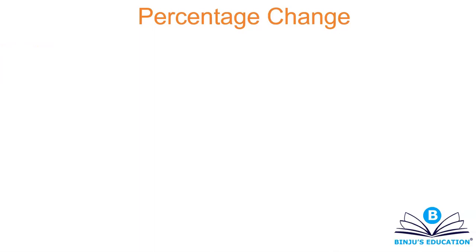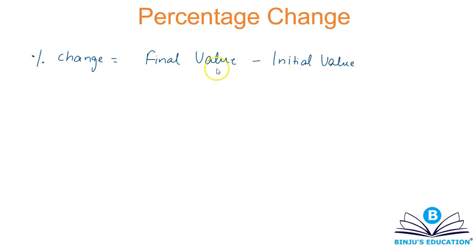When you talk about this concept, percentage change, in most of the books you will observe that the formula for percentage change is given as final value minus initial value divided by initial value into 100%. The percentage change is nothing but final value minus initial value divided by initial value into 100%.